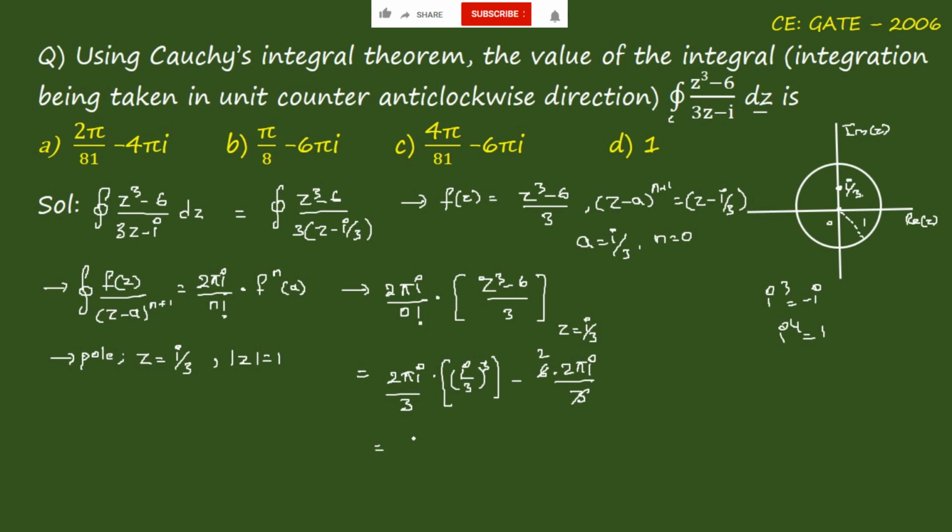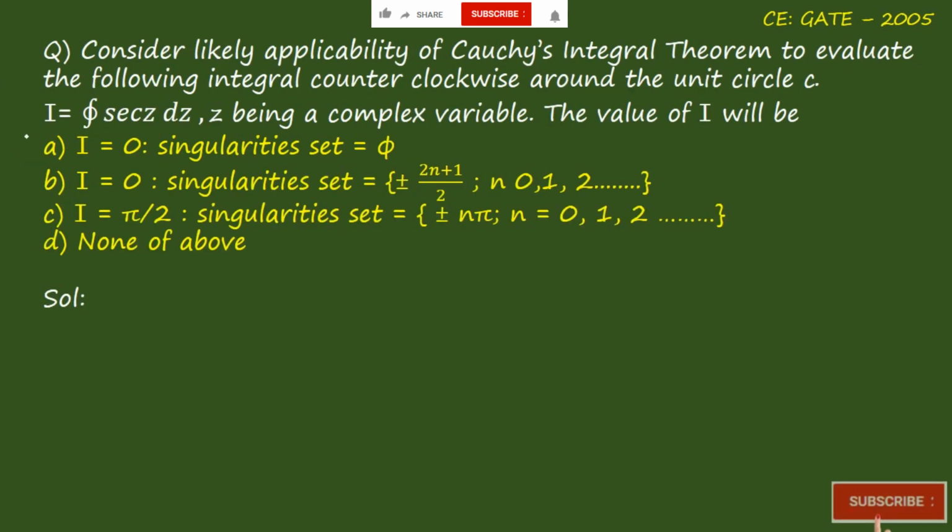Which is equal to 2π by 3 cube is 27 into 3, it becomes 81 minus 4πi. So it is moving in an anti-clockwise direction. So it is moving in this particular direction. So the answer is option A. Now come to the next question.